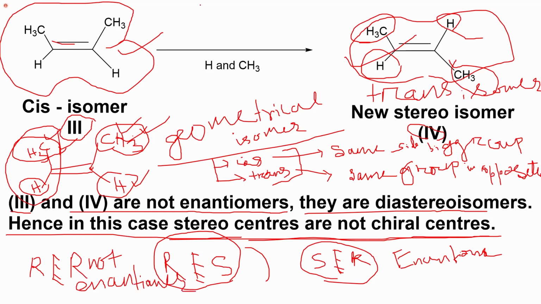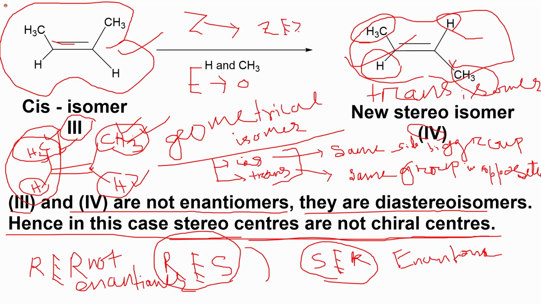Now let's say the geometrical isomer. In case of the geometrical isomer, let's say you have E and Z. What is E and Z? Z is the same side, same type of group. If the two bigger groups are on the same side, then it is called the Z isomer. If the bigger groups are in the opposite direction, then it is called the E isomer. This is the opposite side. This is the same side. Now, if you have a Z isomer and you take its mirror image, you are getting the Z.